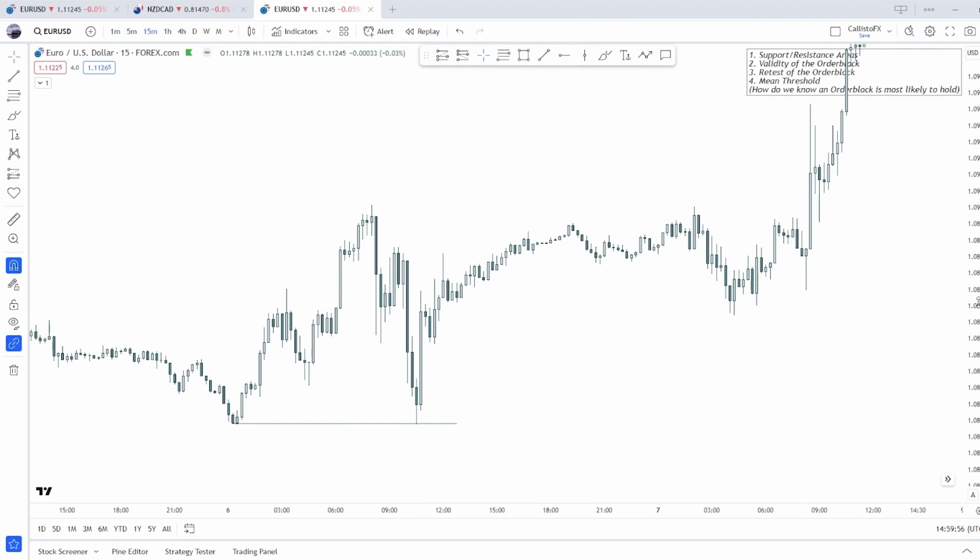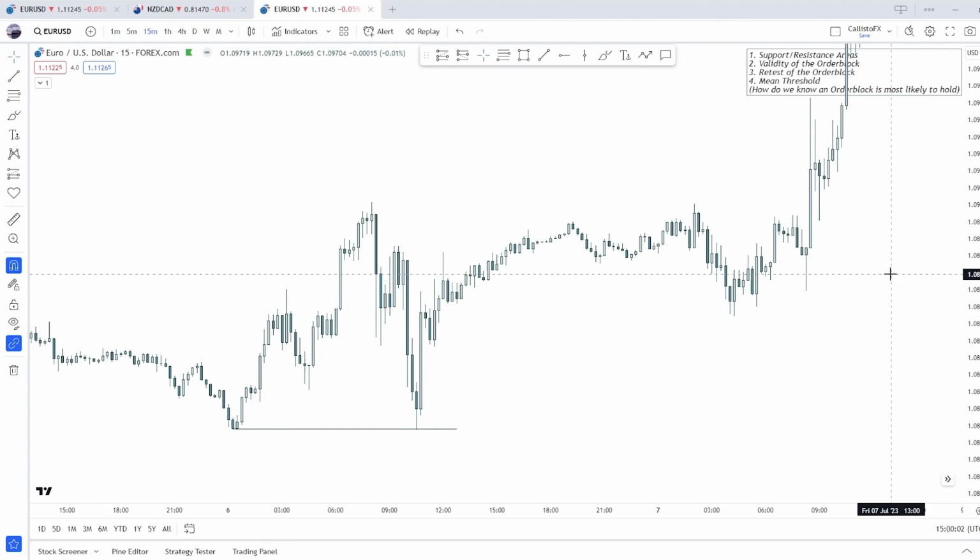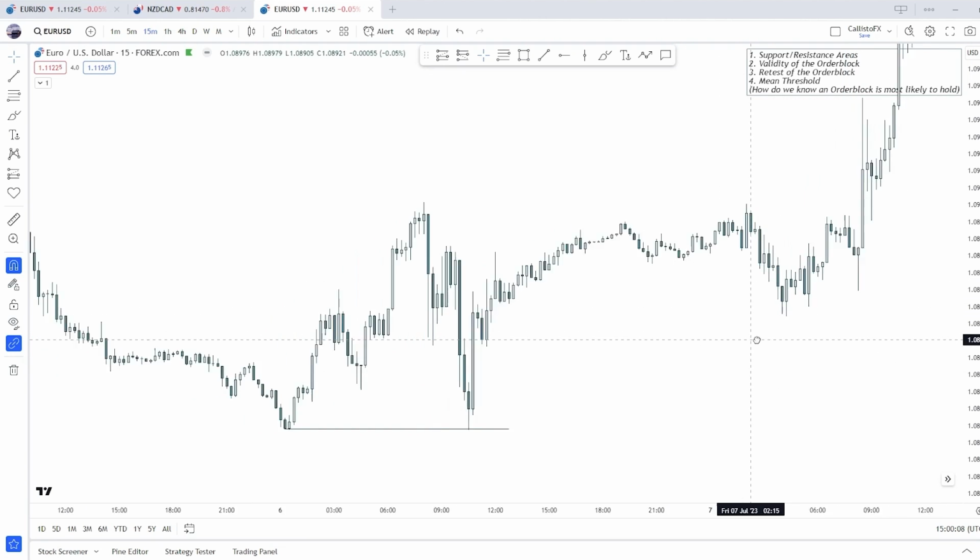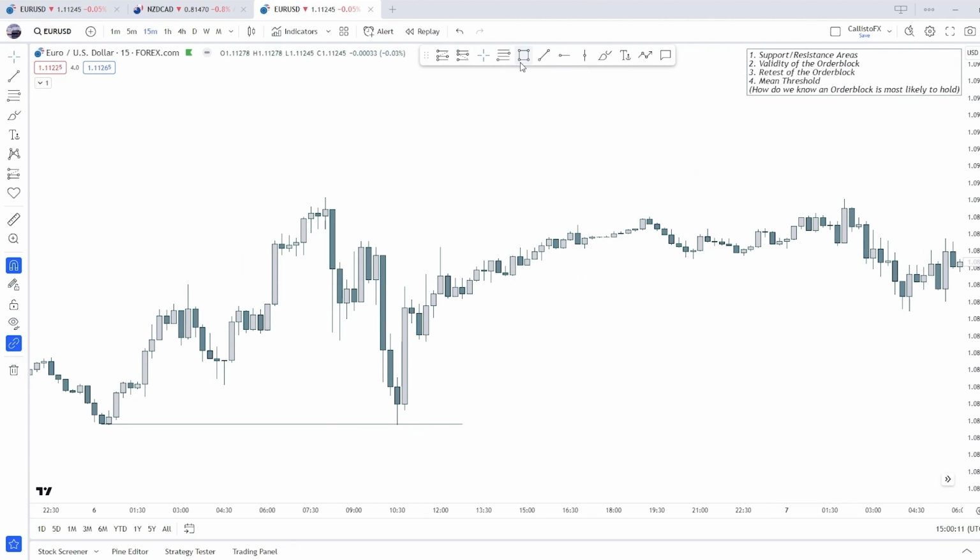Next, validity of the order block. So how to determine whether an order block is valid? As we discussed earlier, when the high of the lowest down close candle, right, is traded through by a later formed candle. So in this case, we'll be focusing on this group of candles right here. So when the high of this candle got traded through, this would mean that this is a valid order block.